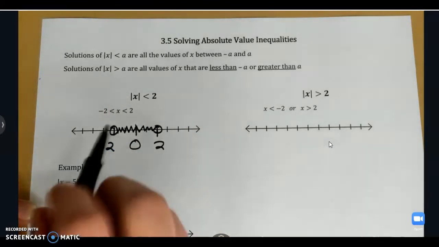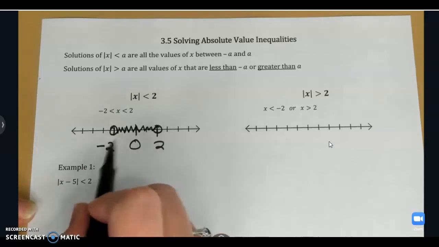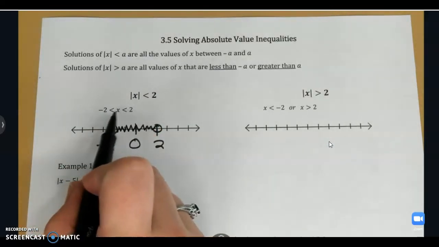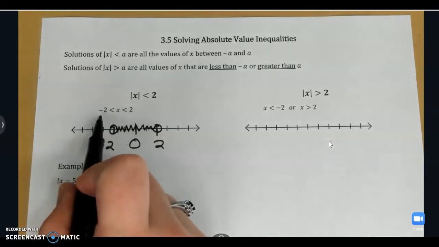So on our number line, we have all of our numbers between positive 2 and negative 2, and we write this with a singular inequality. So x is in the middle, the positive number is on the right, the negative number is on the left.